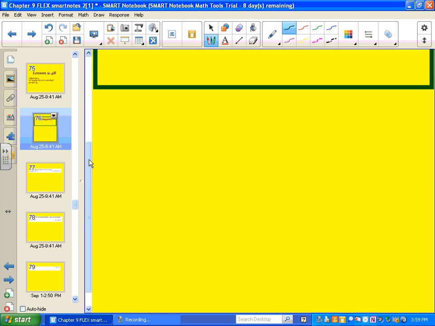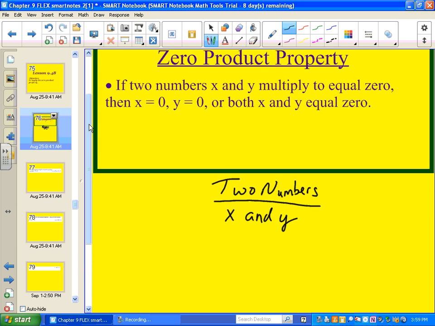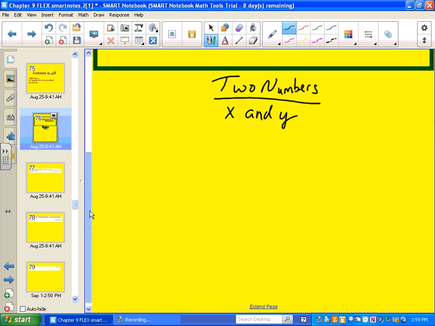So what this property is saying, basically, is that we have two numbers. We have no idea what they are, so when we don't know what a number is, we use variables to represent it. So we're going to have x and y. And what this property is saying is you take two numbers, x and y, but we know they multiply to equal 0. So therefore, I take x times y, and it equals 0.